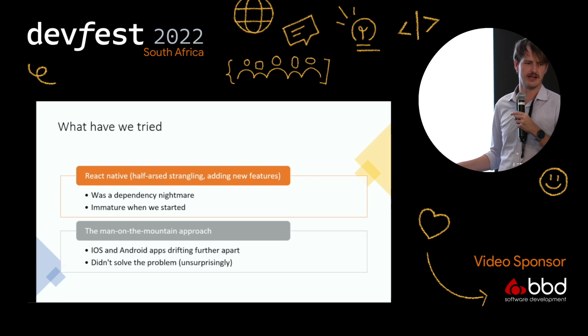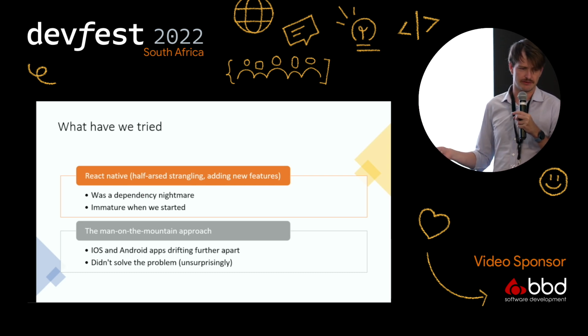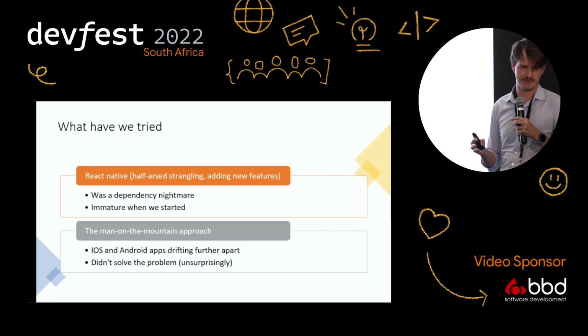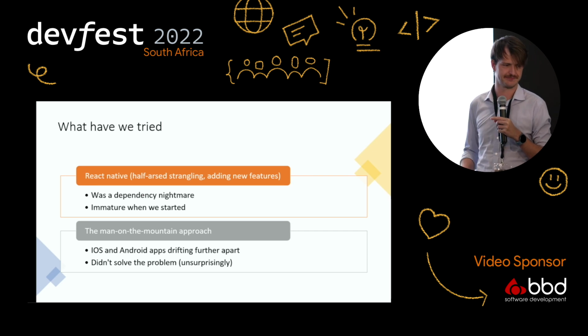We also have tried just ignoring the problem. This worked for a while, but the gnawing feelings of our apps drifting further apart and the fact that we weren't actually solving any problems meant that this wasn't a long-term solution.